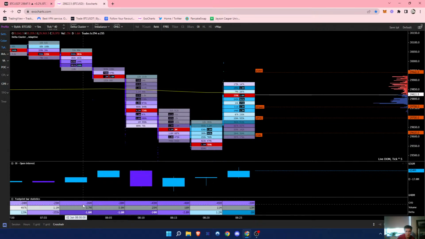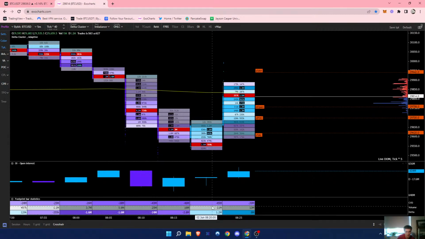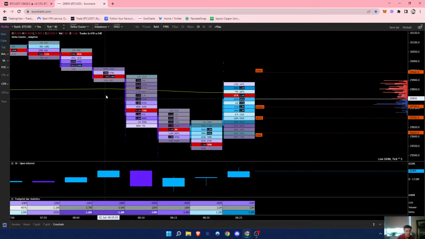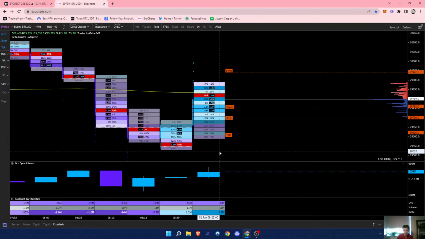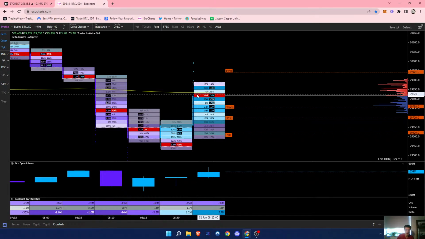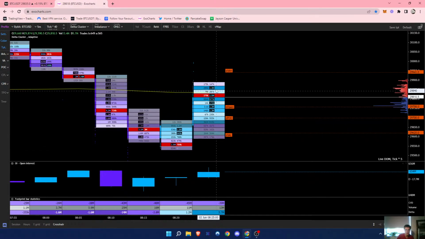I'm not sure if I would trade this, as there's a whole bunch of negative delta. Typically I want to see a dying out of volume, but that's typical for the US Open. A whole lot of volume comes in, people putting in those orders. Here you can see we're rejecting off of the VWAP. Whole bunch of stacked longs at the moment.